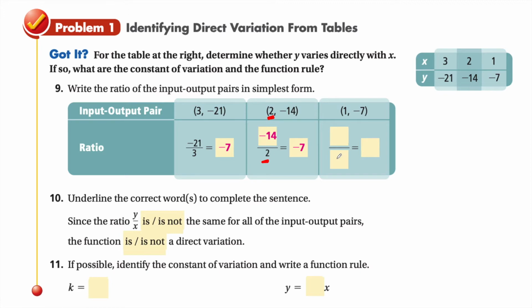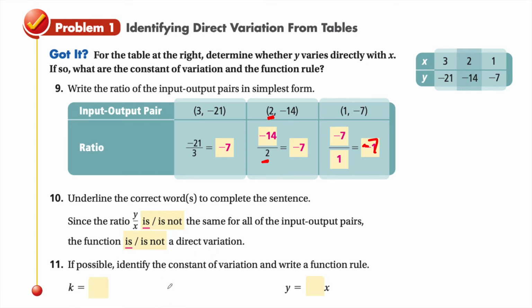And last but not least, we are going to put the x value of 1 on the bottom once again, and the y value, or the output, on top. Negative 7 divided by 1 is going to equal negative 7. Now, underline the correct word or words to complete the sentence. Since the ratio y over x is the same for all of the input-output pairs, the function is going to be a direct variation.